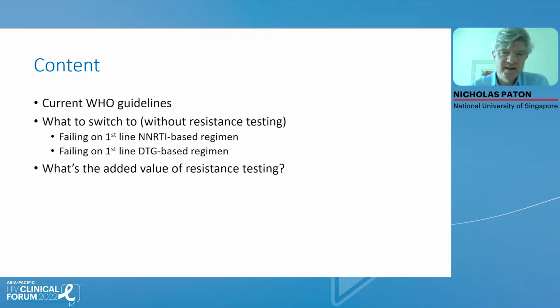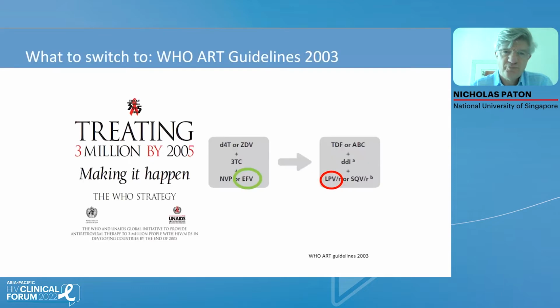So I'm going to cover the current WHO guidelines, what to switch to, and I'll take it from the perspective of without resistance testing, which is typical of the practice in many situations. So what to switch to if you fail on a first-line non-nucleoside-based regimen, what to switch to if you fail on a first-line dolutegravir-based regimen, and then at the end, I'll cover what's the added value of resistance testing.